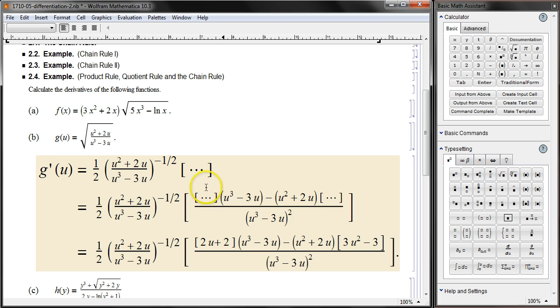just use the usual quotient rule, u prime v minus u v prime over v squared. And then let's see, u prime, the derivative of numerator, 2u plus 2, and then v prime, the derivative of denominator. There you go, 3u squared minus 3, and that'll complete the problem.